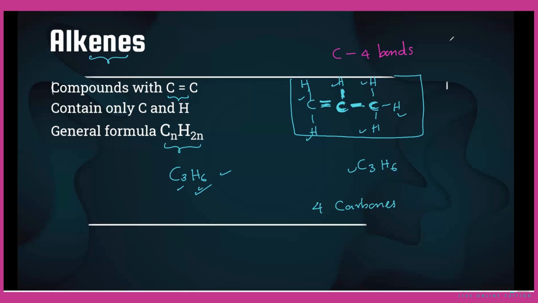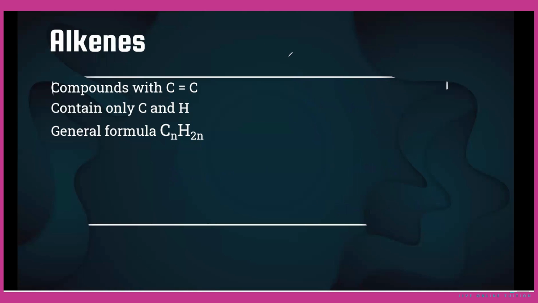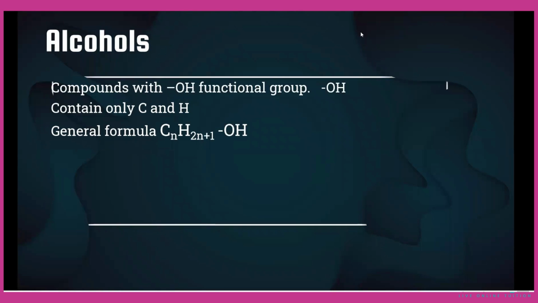All right, so we are good to move to our next functional group, which is alcohol. Alcohol is the compound with the OH functional group. So the functional group that we are going to have this time is OH, and it still contains only carbon, hydrogen, and oxygen.